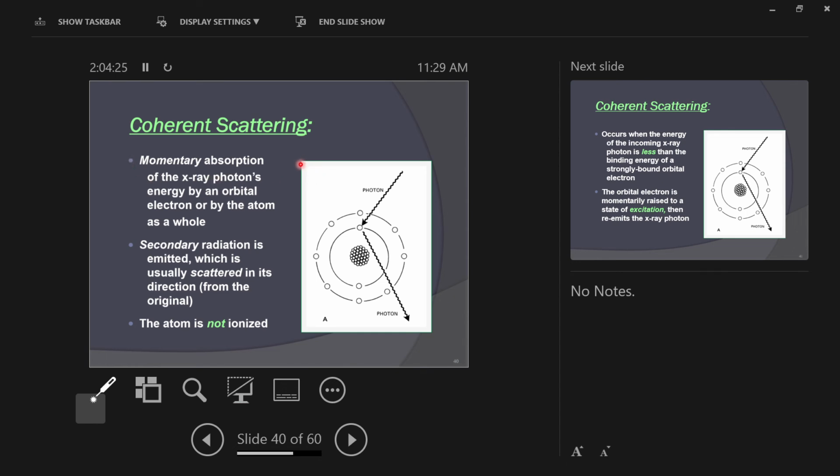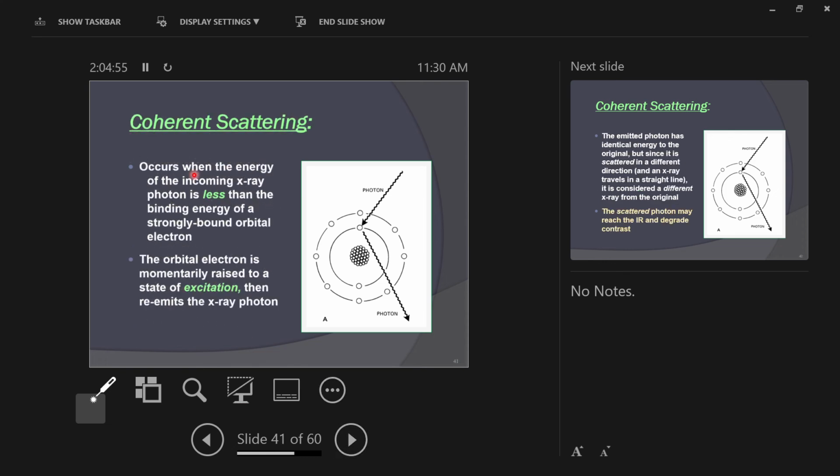Remember, photons are characterized by their energy and the direction they travel. Recall that X-rays only travel in straight lines. Okay, so an X-ray photon going this way and one going that way are different photons. Okay, X-rays only travel in straight lines. Secondary radiation is emitted, which is usually scattered in its original direction, from the original. The atom does not become ionized.